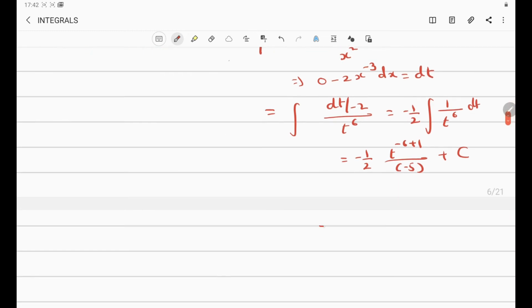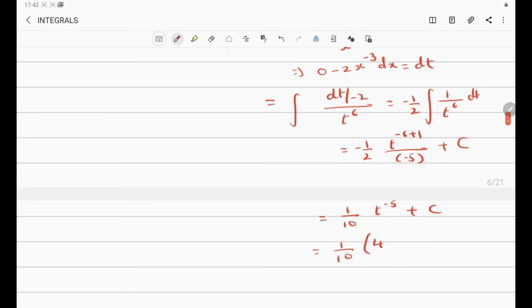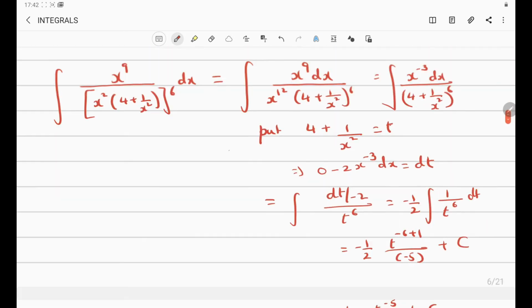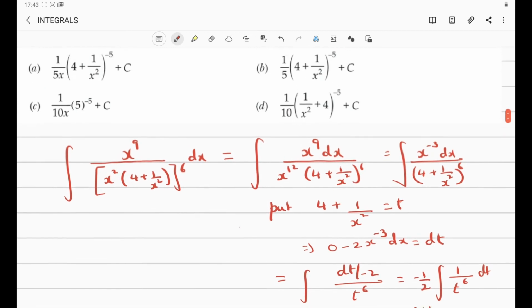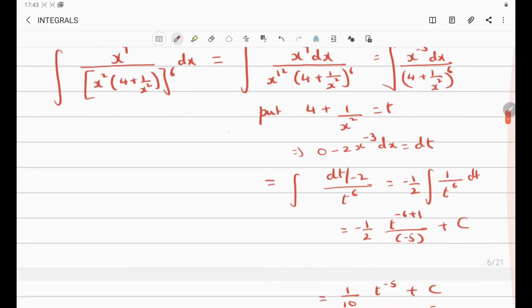So this is equal to 1 by 10 t to the power of minus 5 plus constant of integration c, that is 1 by 10 into t, which is nothing but 4 plus 1 by x square, whole to the power of minus 5 plus constant of integration c. So 1 by 10 into 4 plus 1 by x square whole power minus 5 is option D. So option D is the correct choice.